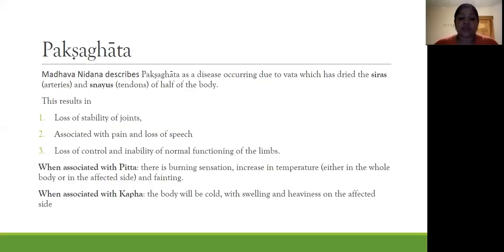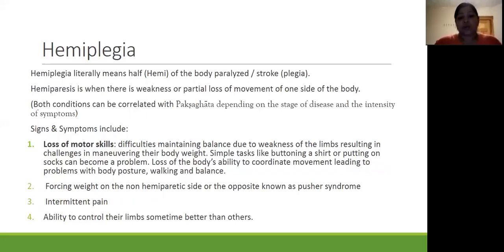If it is associated with kapha, the body will tend to be cold. The person tends to be much more on the colder side. It's usually associated with swelling and heaviness on the affected side of the body, okay? So this is why hemiplegia tends to be the closest correlation to pakshaghata, because it again has a very similar presentation. Hemiplegia literally means hemi is half of the body, and paralyzed or having a stroke is basically the definition of plegia. So hemiplegia means, of course, there's paralysis of half side of the body.